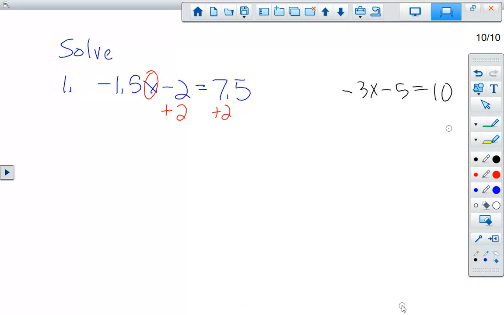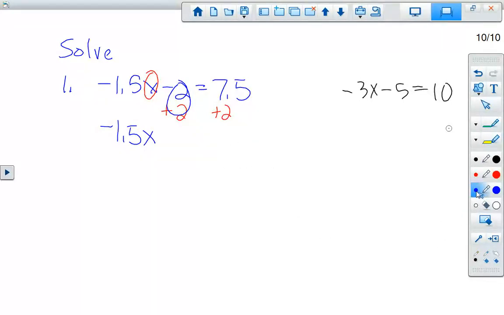Usually, if you decide you're going to try it without a calculator, then you've got to watch it, because how you add decimals is you line up the decimal points. But just do it on your calculator, you're going to get 9.5. This is gone. This still has the negative 1.5 with the x.